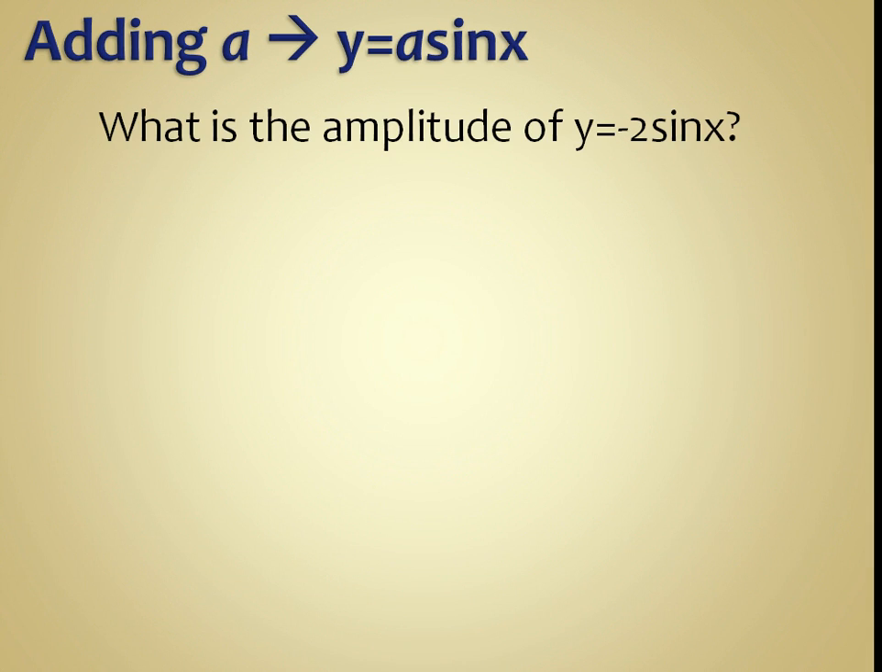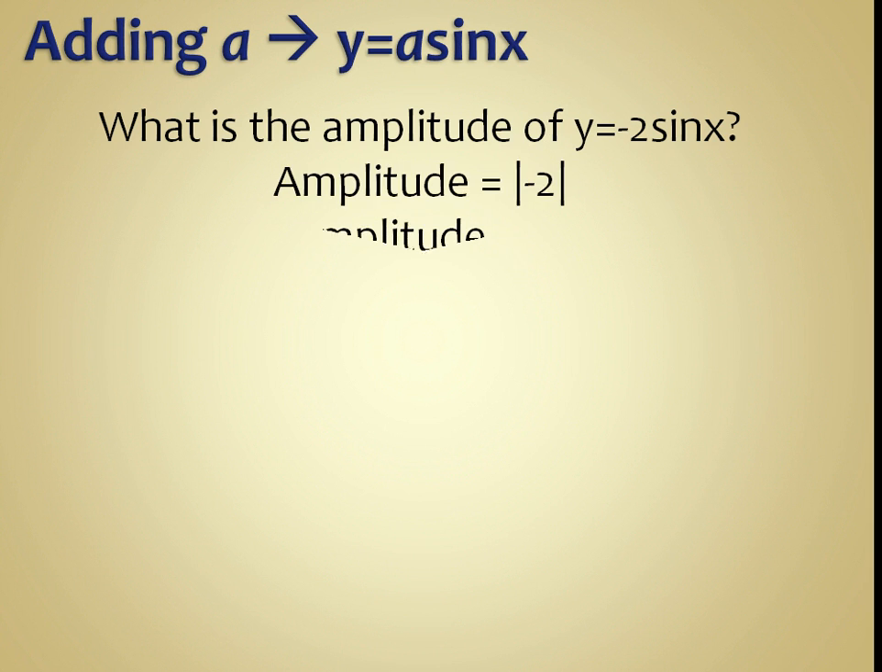So, as an example, what would be the amplitude of y = -2 sine x? Well, the amplitude is going to be the absolute value of a, which means that my amplitude is 2. In this case, the negative that we see in our function reminds us that our function also flipped. This is going to be important because eventually we're going to start graphing these functions today.